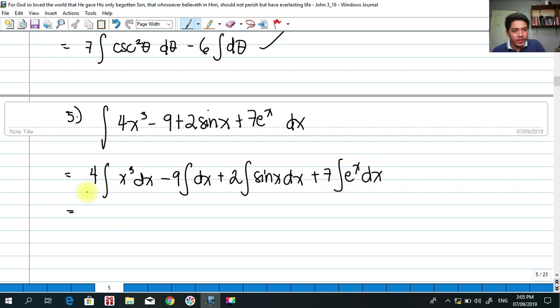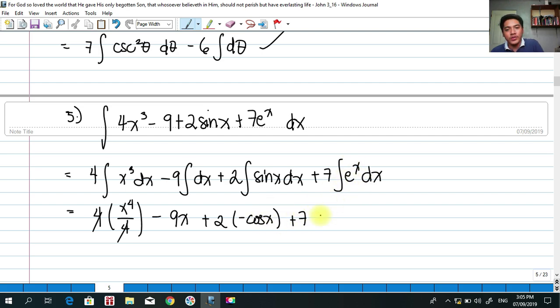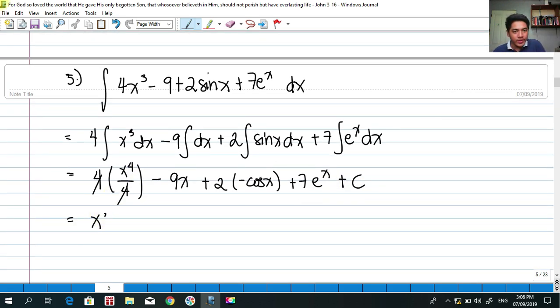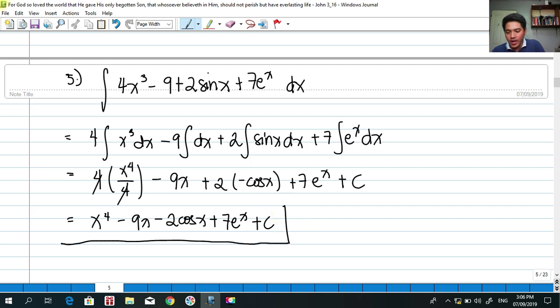Okay? So if we integrate this, 4 x raised to 4 over 4, power formula, this should cancel. Minus integral of dx is simply 9x plus 2, the integral of sine of x is, of course, negative cosine x plus 7 integral of e raised to x is simply e raised to x plus c. So simplifying our answer, we have x raised to 4 minus 9x minus 2 cosine of x, okay, plus 7 e raised to x plus c. So that should be our answer. Okay, so let's try another one.